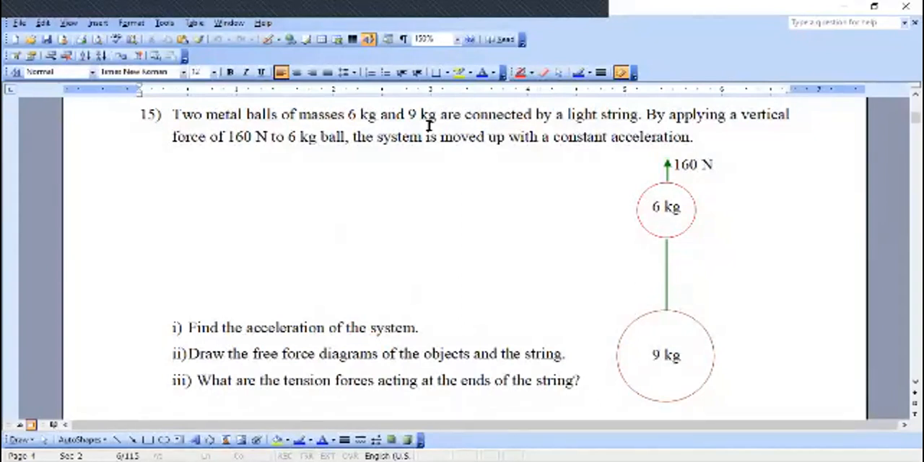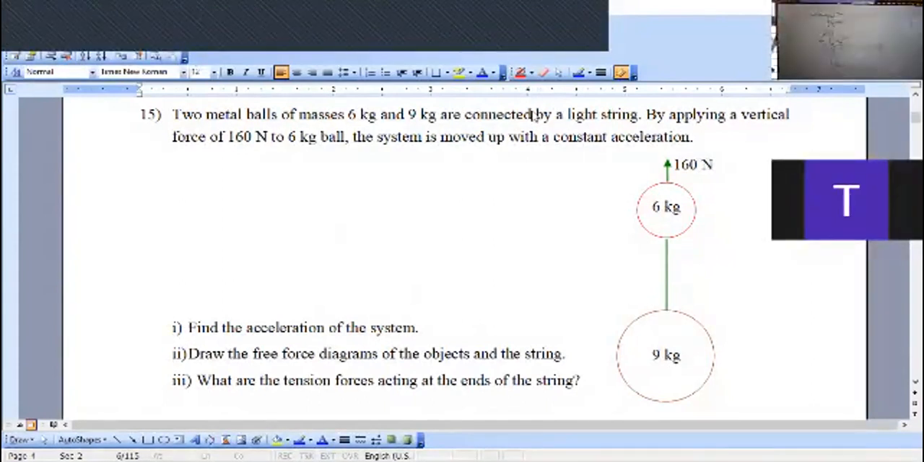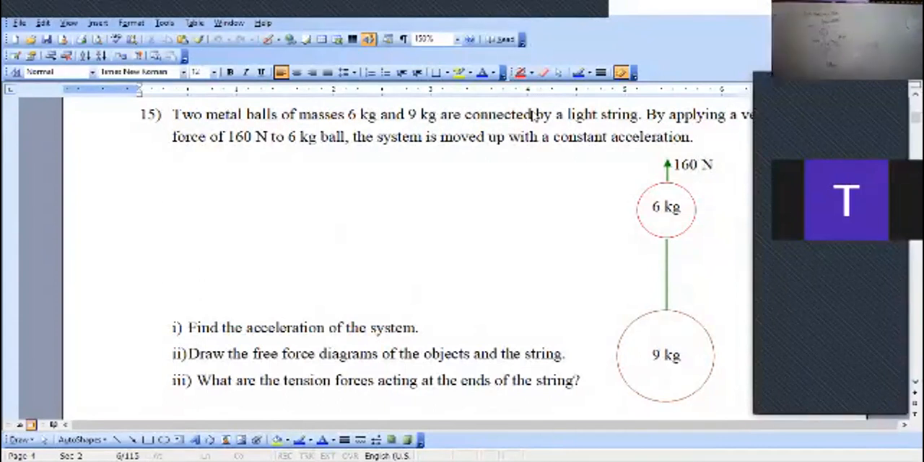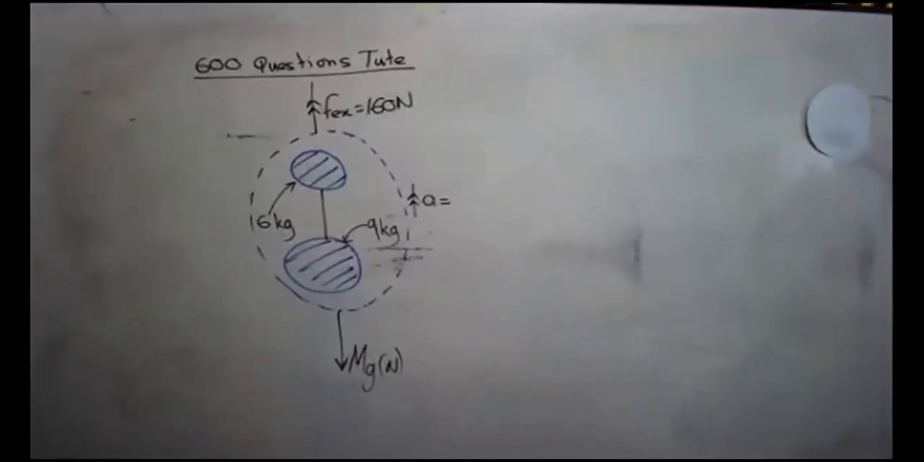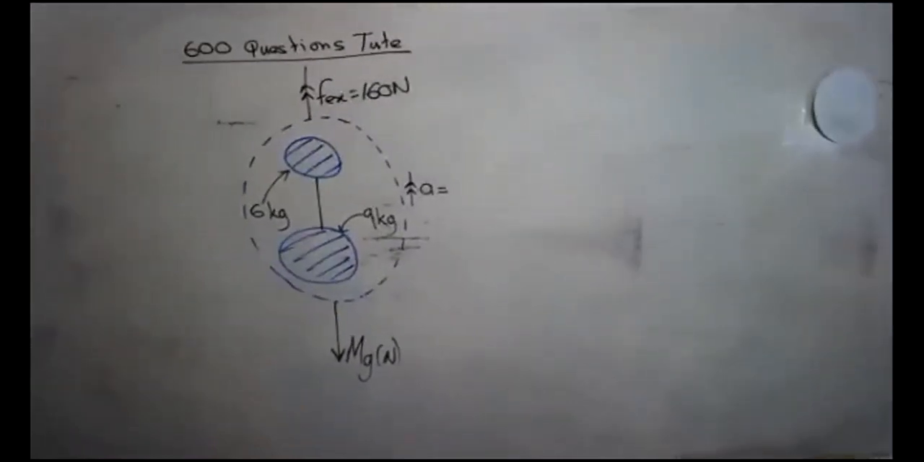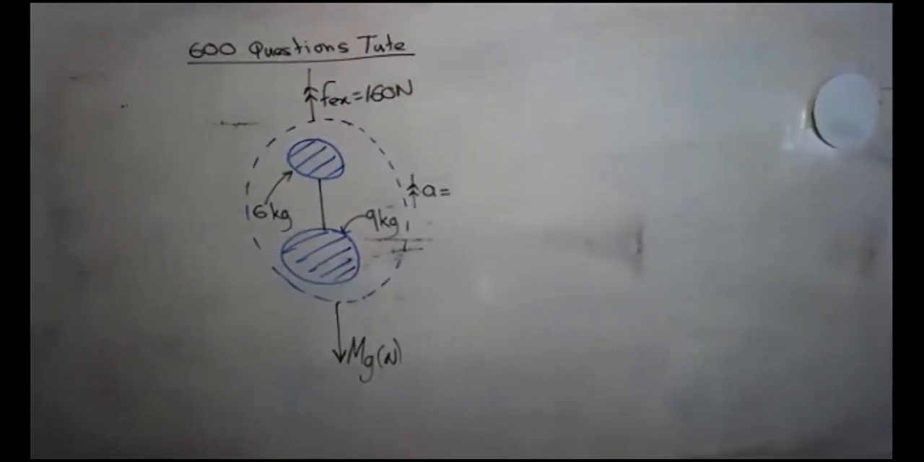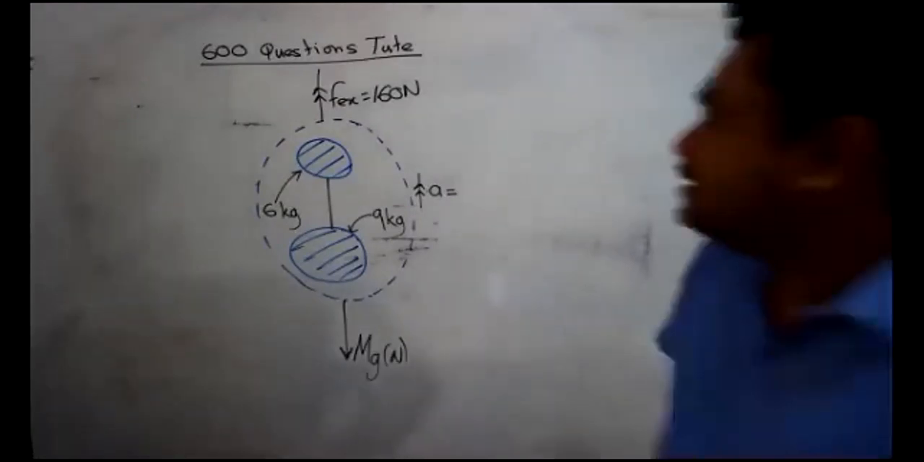Don't worry about this. If you want the questions, you can take a screenshot, but I'll send you this tute. So we have drawn the complete diagram. Everything we considered as one object, and we applied F equals ma to find the acceleration. That's what we did. Now we are going to draw the free force diagrams. Look at the board carefully.